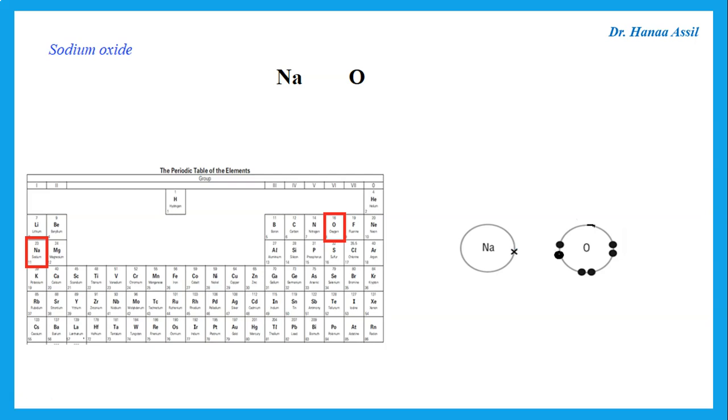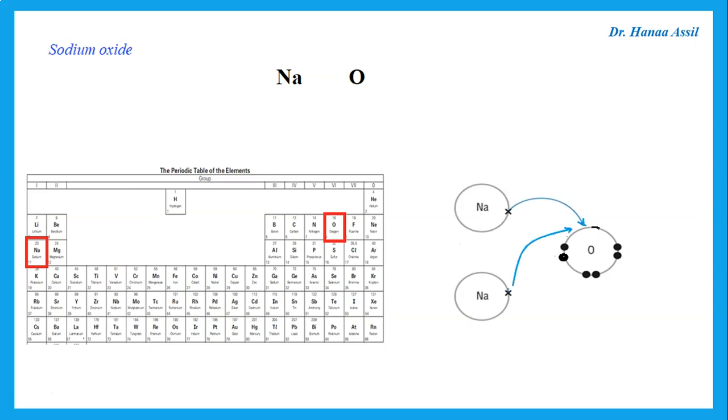Oxygen has how many? It has 6, so it needs how many? You do know that a shell is full if it has 8, of course. Okay, so oxygen has 6. To be full, it needs 2 more. But the sodium can give me only 1.